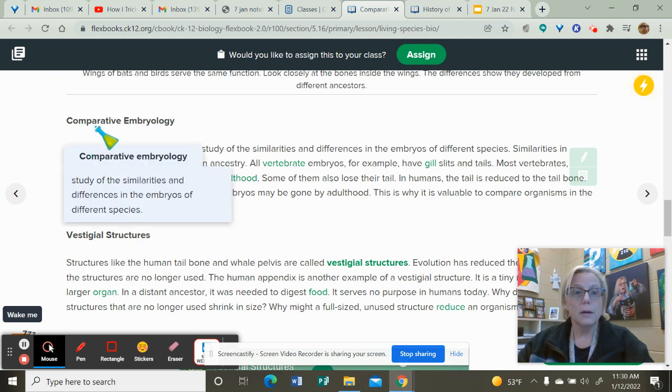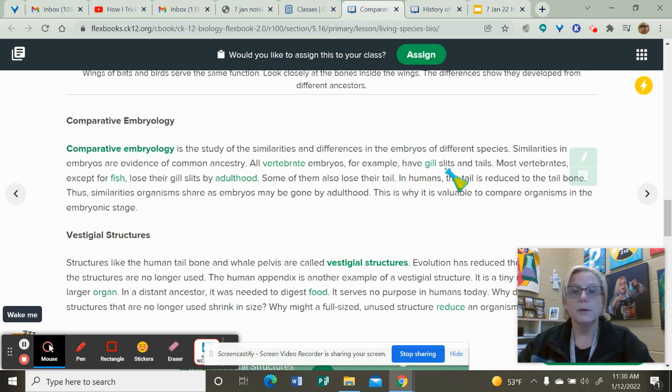Reading this, comparative embryology is the study of similarities and differences in the embryos of different species. Similarities in embryos are evidence of common ancestry. We just keep seeing this over and over. All vertebrate embryos, for example, have gill slits and tails. Most vertebrates, except for fish, lose their gill slits by adulthood. Some of them also lose their tail. In humans, the tail is reduced to the tailbone. Thus, similarities organisms share as embryos may be gone by adulthood. This is why it is valuable to compare organisms in the embryonic stage.